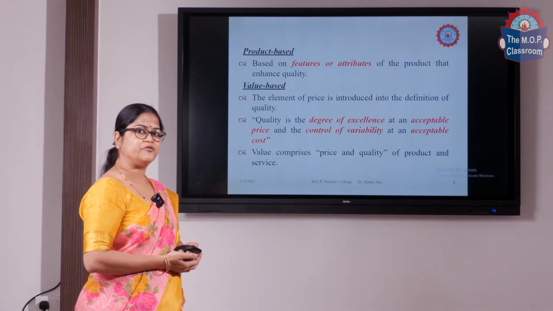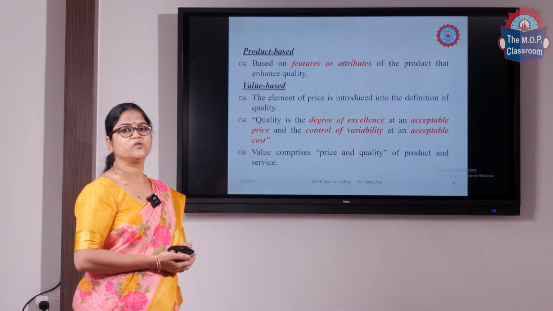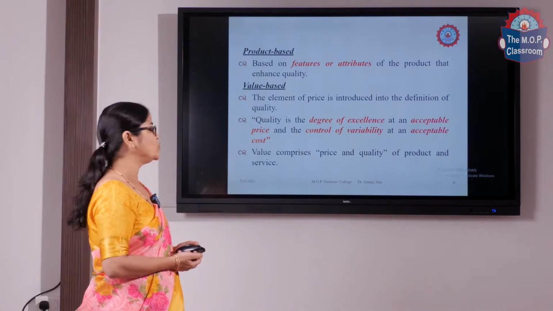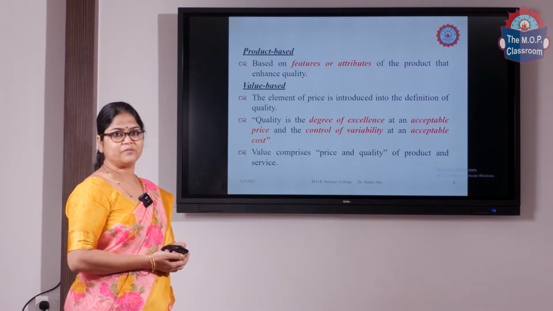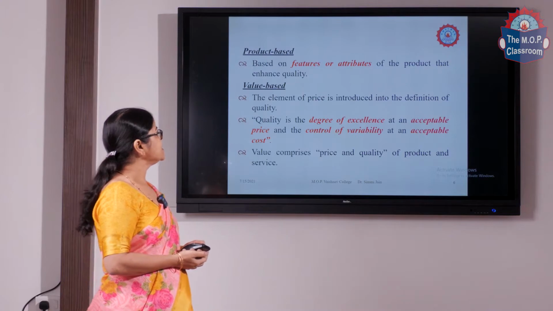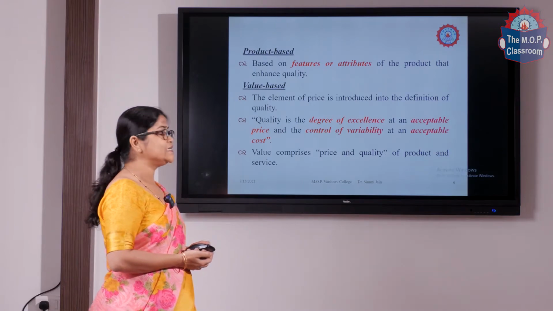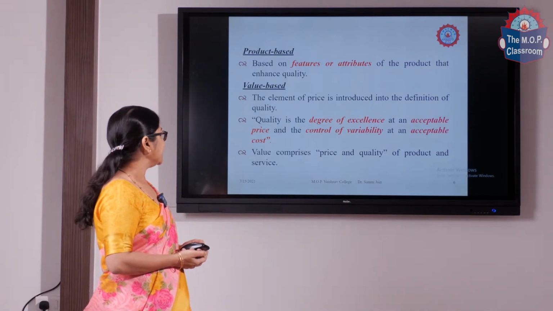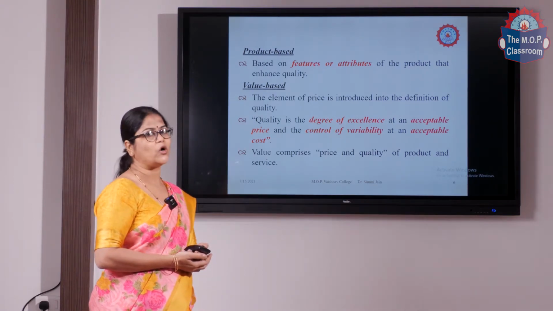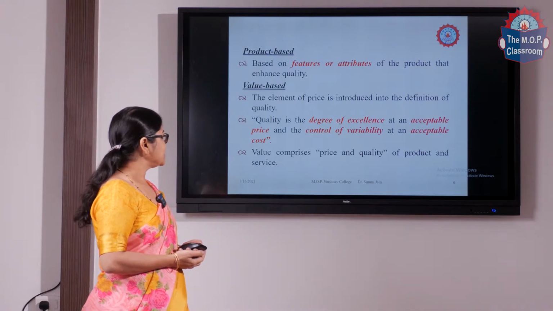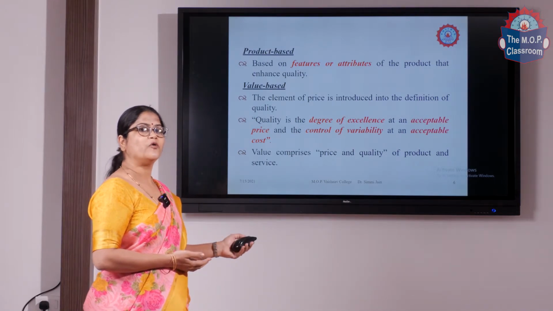The third perspective for quality, based on the product, is the features or attributes of the product that enhance the quality of the product. And the last perspective is value based. Here, the element of price is introduced into the definition of quality. Quality is the degree of excellence at an acceptable price and the control of variability at an acceptable cost. Value comprises price and quality of product and service in this perspective of quality.